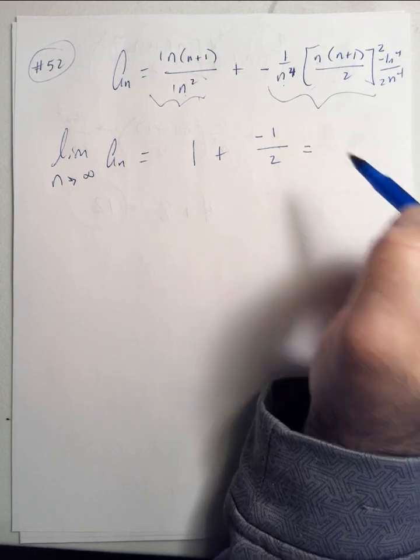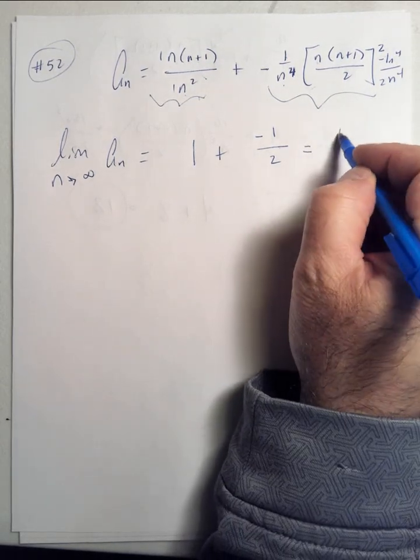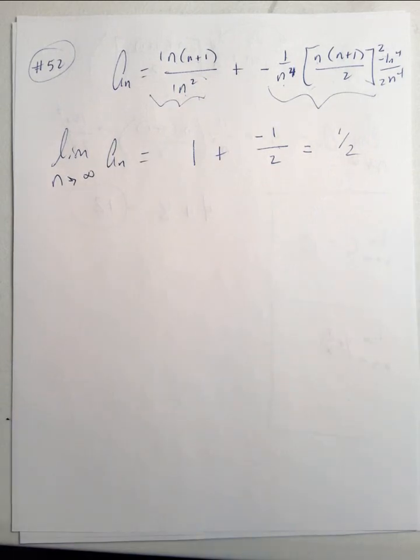So the overall limit is the limit of the sums. 1 minus 1/2 is 1/2.